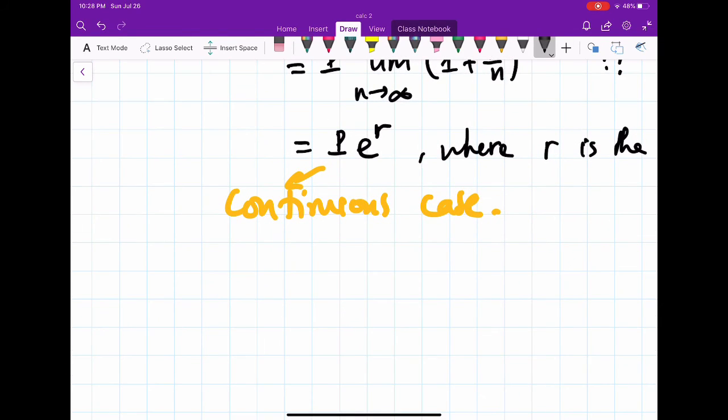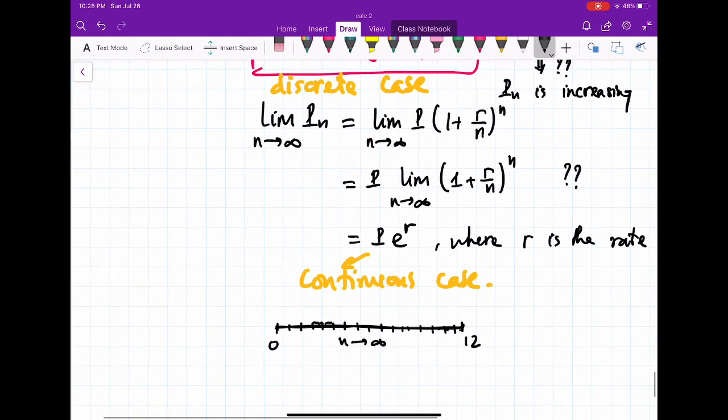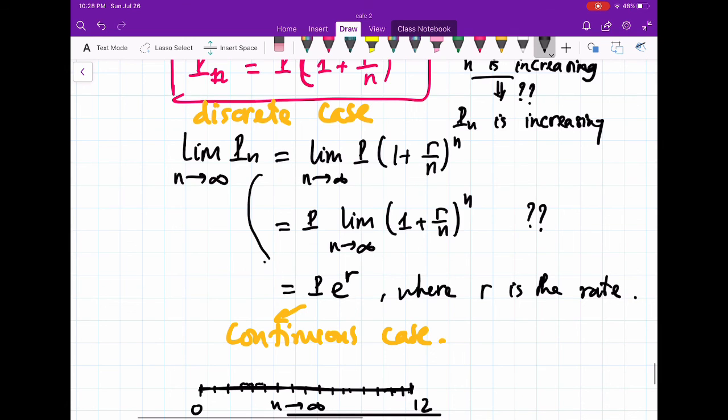Look at this picture. So here's 12 months, from 0 to 12. If you have 12, it's okay, right? But if you divide it into just twice a month, you have smaller intervals. You see this? That means if you increase the number of sub-intervals n to infinity, you will fill the whole interval in here. So you get a continuous case. Does that make sense?